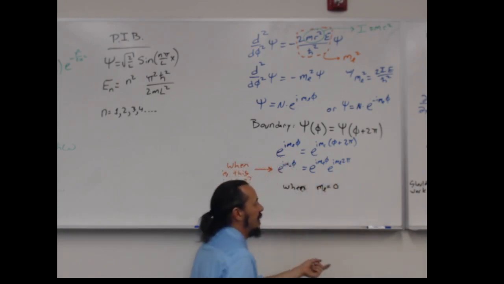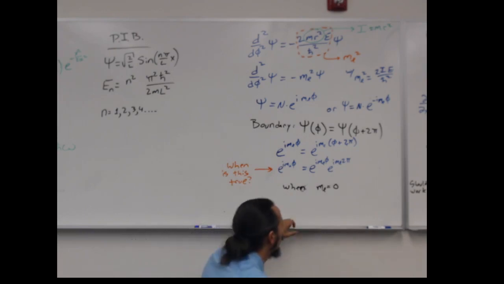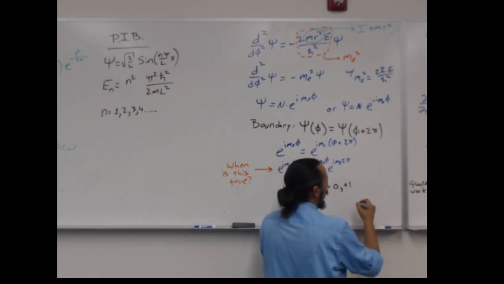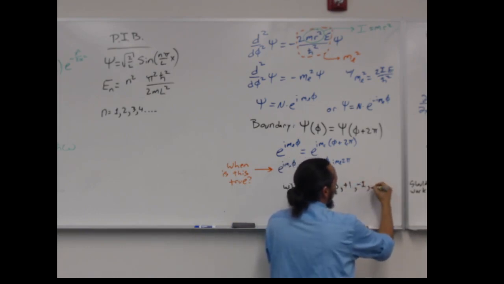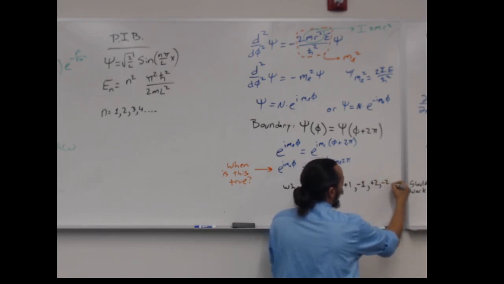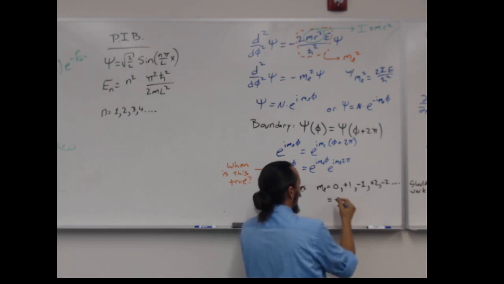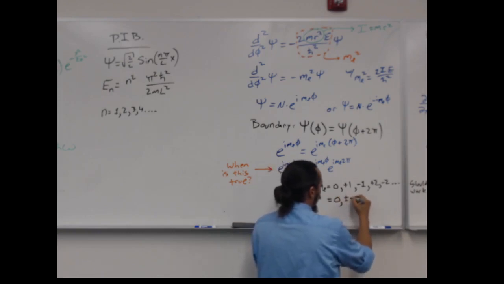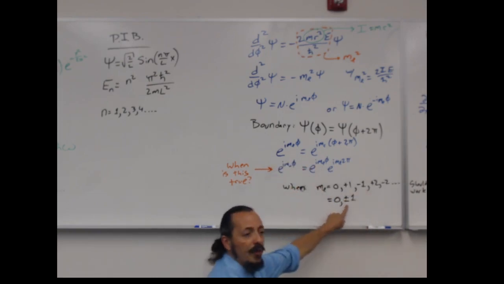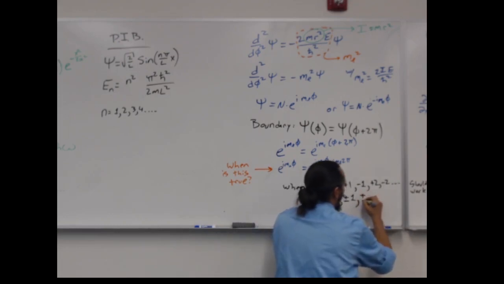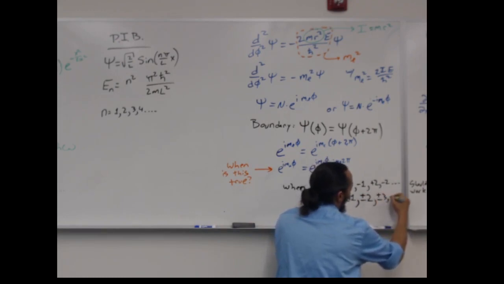m sub l could be equal to 0, like e to the 0. That should work out great. Turns out, if you plug this into your calculator, it could be plus 1. It could be minus 1. It could be plus 2. It could be minus 2, and it could keep going. We usually write this down as 0, plus or minus 1, plus or minus 2, plus or minus 3, and so on and so forth.